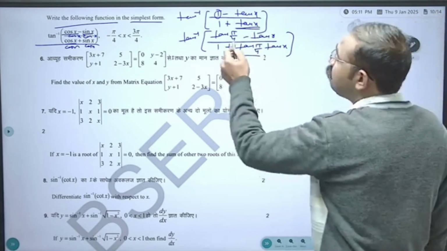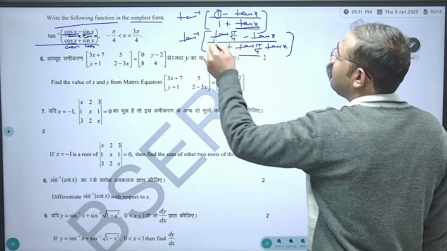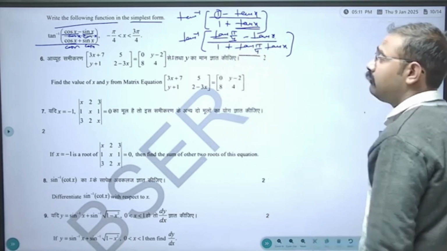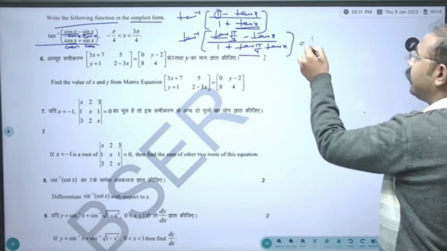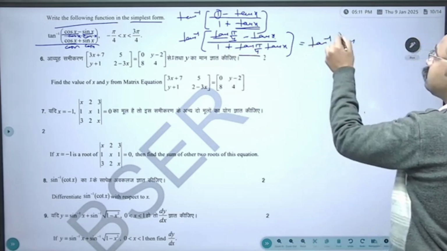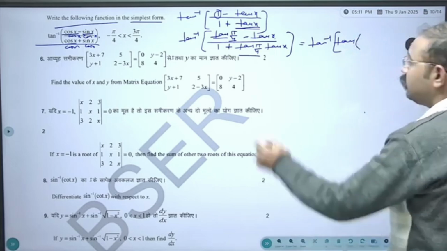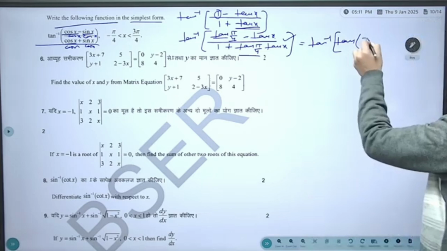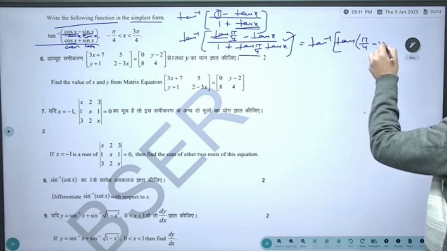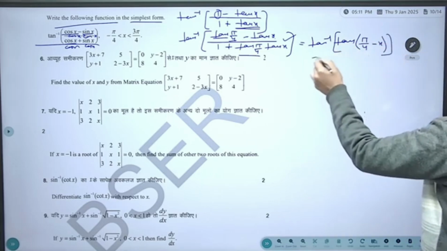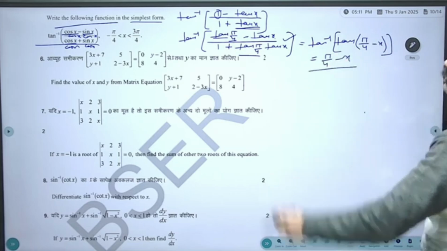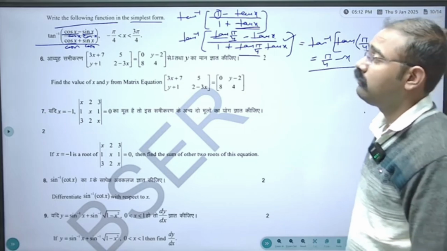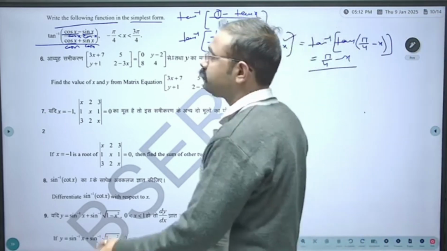Now by observing, this is the formula of (tan a minus tan b) upon (1 plus tan a tan b). So we can write tan inverse of tan (a minus b). This is verifying the formula of tan (a minus b). So that is tan inverse tan (pi by 4 minus x), tan inverse and tan cancel, pi by 4 minus x is the simplest form of the given function.